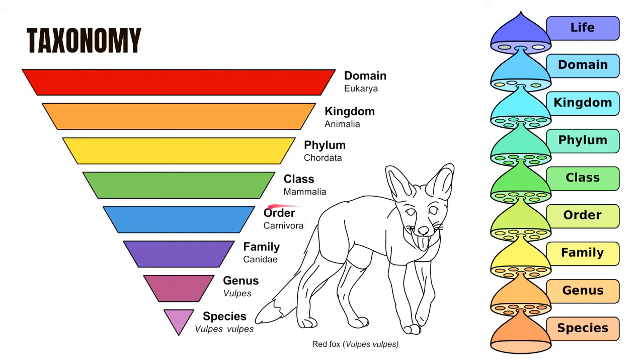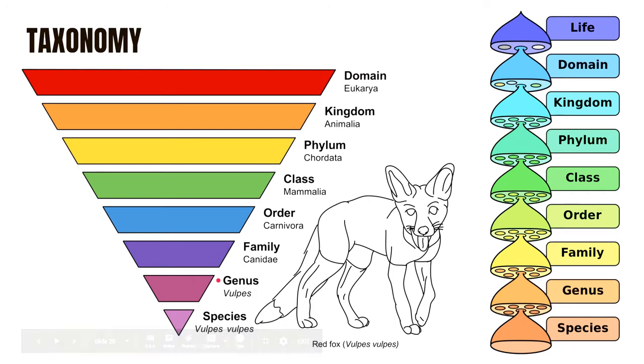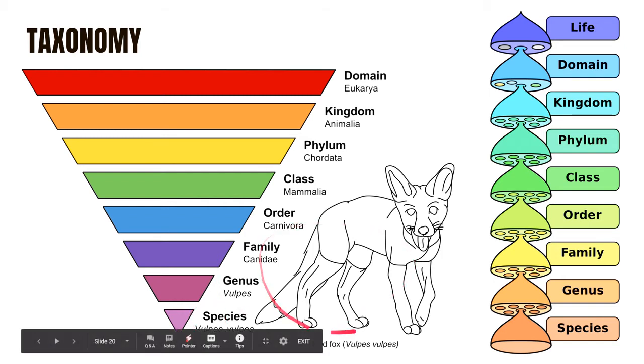But there's still a lot of carnivores that we have. So which group are we specifically referring to? Family Canidae. Okay, so these are the wolves and their descendants, wolves and foxes. Among those wolves and foxes, we are specifically referring to genus Vulpes. And among those genus Vulpes, we are specifically referring to this species of red fox, Vulpes vulpes.